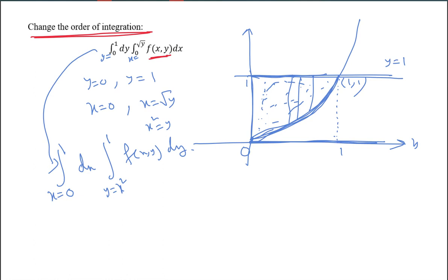Bounded by what? The given region is bounded by what? Y is equal to 0 to 1. So the bounded region will be what? This portion, na? Y is equal to 0, y is equal to 1, x is equal to 0, x is equal to root y. Bounded by these lines means this portion only. Yes, sir. That's why.